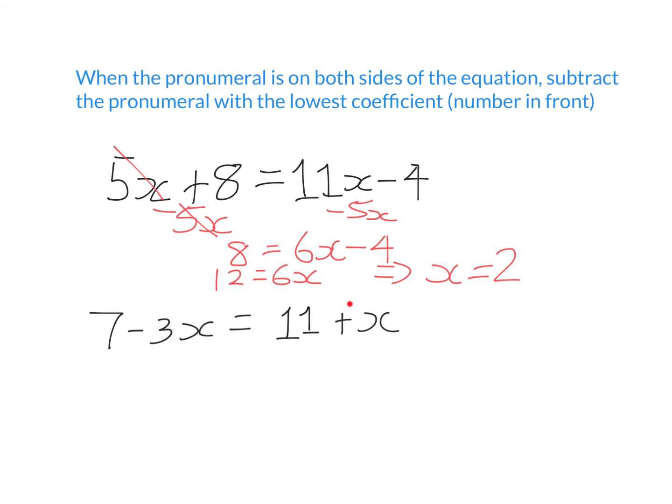So how would we do this one here? Well, here we have an x. Its coefficient isn't written, which means its coefficient is 1. The coefficient of this x is not 3, it's negative 3.